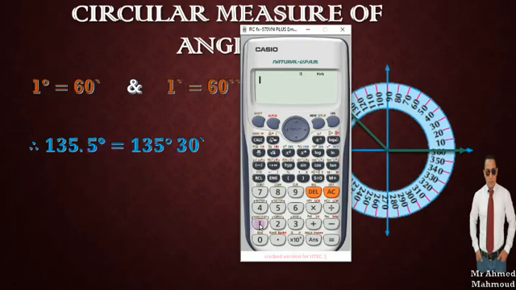Okay, I will write 135.5 and this button is called degree minute second. You see here, degree minute second. Then I will press this one like this. It appears like this on the screen. So I will press equal. It gives me 135 degrees, 30 minutes and 0 seconds. So it's up to you to write seconds or not.